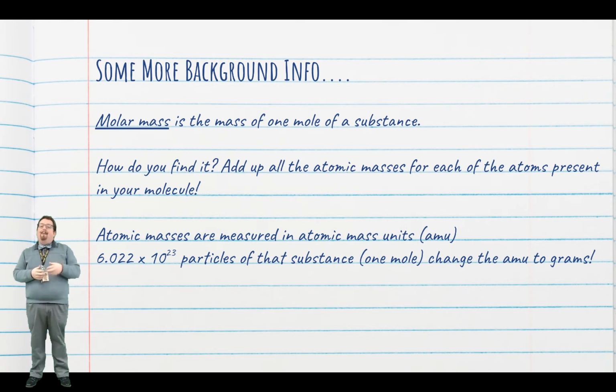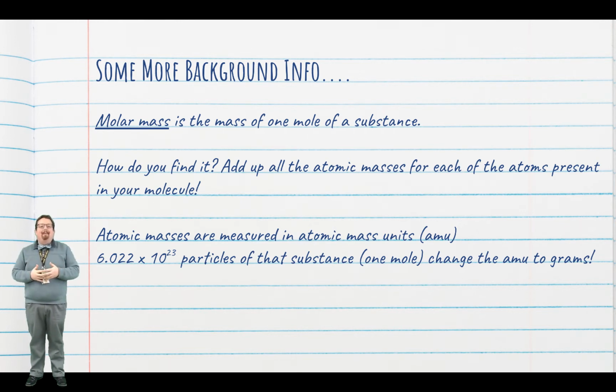So how do you find the molar mass? Easy peasy lemon squeezy, my friends. You simply add up the atomic masses for each of the atoms present in your molecule. On the periodic table, the atomic masses are represented in AMUs, or atomic mass units. When we have 1 mole of a substance, 1 AMU is equal to 1 gram.